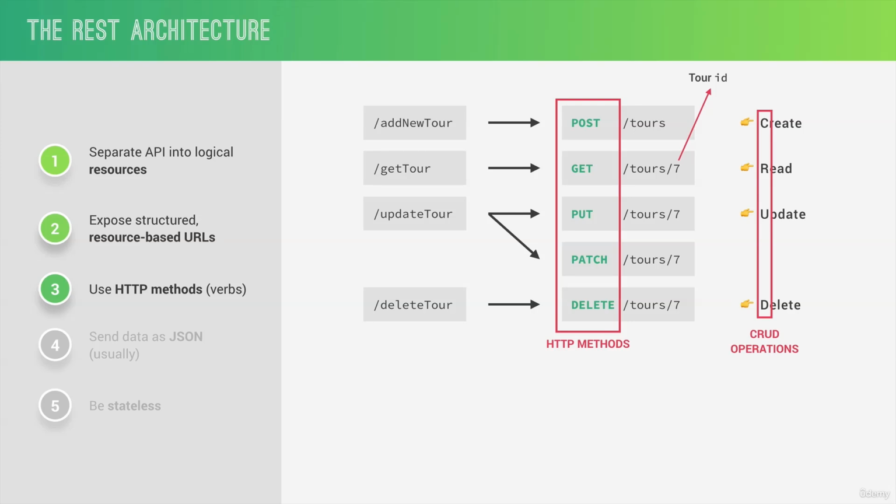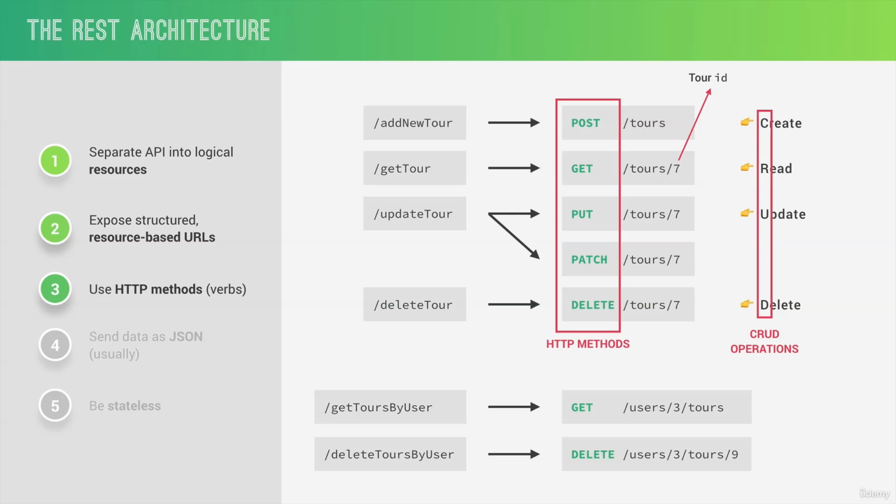And just to finish this part now, remember that we had 2 other crazy endpoint names in the last slide, which kind of involve 2 resources at the same time, right? And that's also no problem at all with REST. So getToursByUser can simply be translated to users/tours. In this case, user number 3. So this particular endpoint here could send data about all the tours that user number 3 has booked.